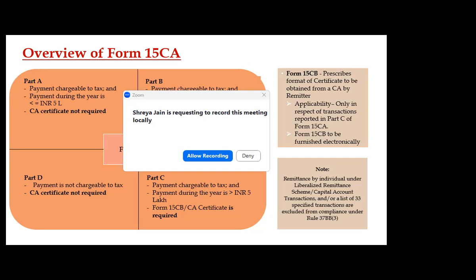If the sum is chargeable to tax, then obviously TDS will be deducted. That you have to see. That has got nothing to do with the issuance of 15 CB. CA certificate for 6 lakhs: if it is above 5 lakh, 15 CB will be issued. No, obviously you are making the remittance of that exact payment, so that remittance has to go.